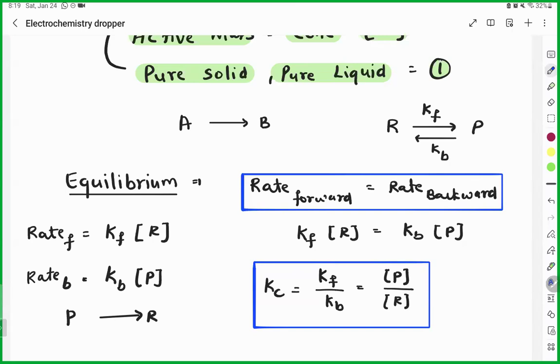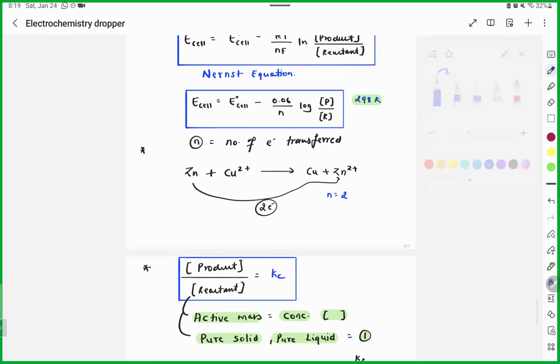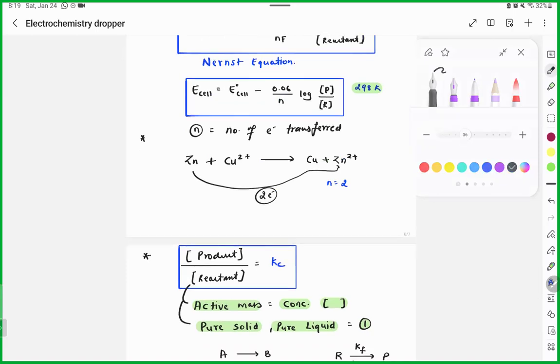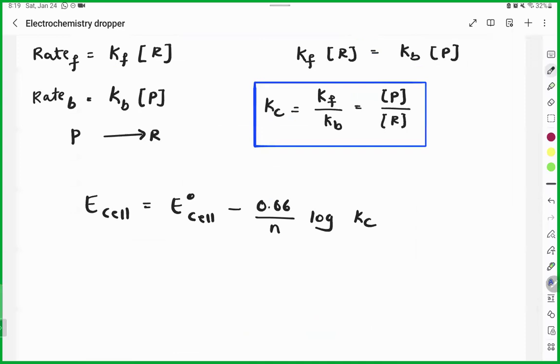I was writing, for the Nernst equation, your product by reactant. Instead of that, what can you write? Kc. Yes, sir. So if you modify your Nernst equation, can you say E cell will be equal to E naught cell minus 0.06 by n log, and instead of product by reactant, can we write Kc directly? Yes, sir.